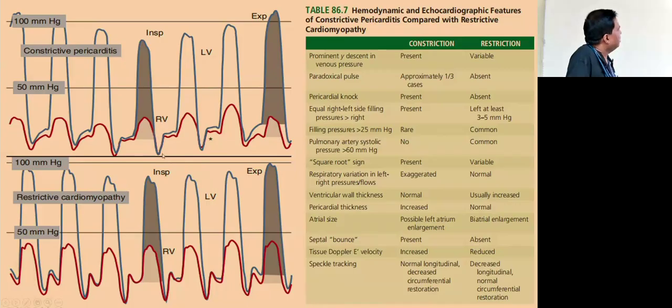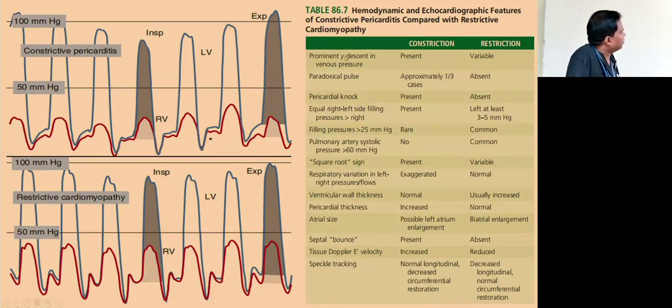And in the JVP, if you superimpose the JVP here, this is a rapid Y descent, which happens in constrictive pericarditis. The square root sign can still be there in restrictive cardiomyopathy, but it is commonly described in constrictive pericarditis, where there is a rapid Y descent because of the early filling of the RV, and after that there is a plateau phase. In this plateau phase there is impaired filling, causing a square root sign, which is present in constrictive pericarditis. In restriction, it is variable.